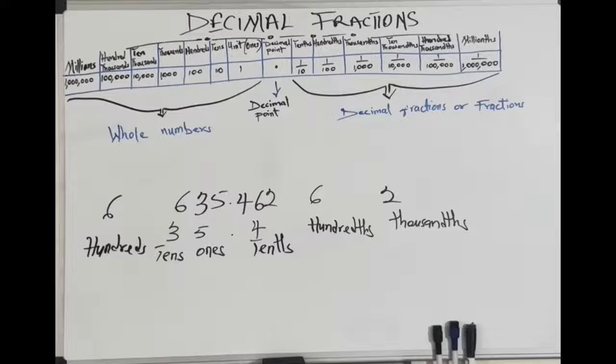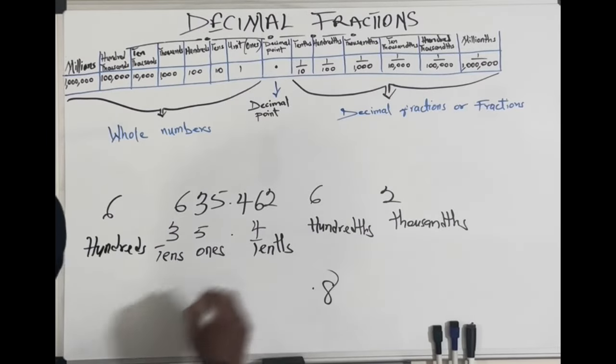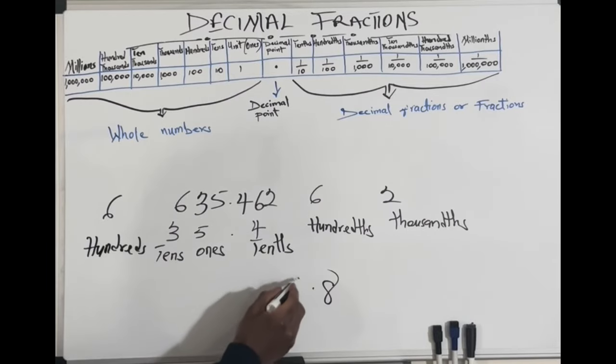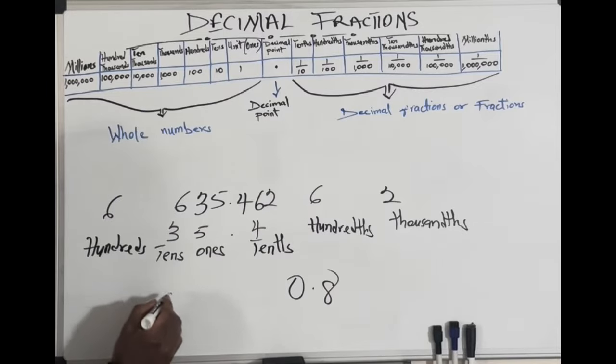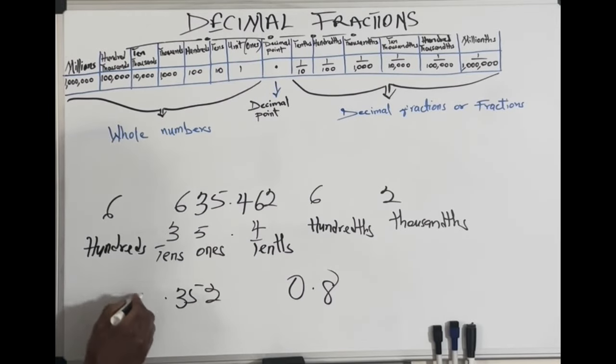And then whenever there is a decimal point, just before it, just place a zero. Okay, so let's say we have .8, just put a zero, so that it will be 0.8. Like we have .352, just put a zero, then we will have 0.352.